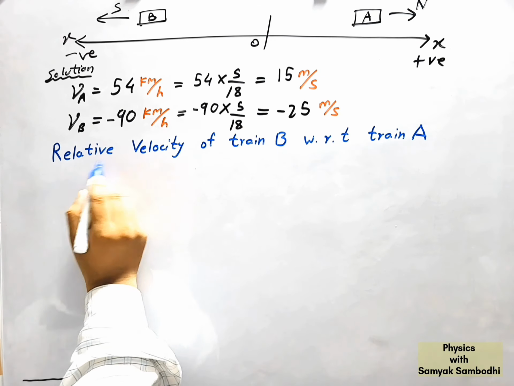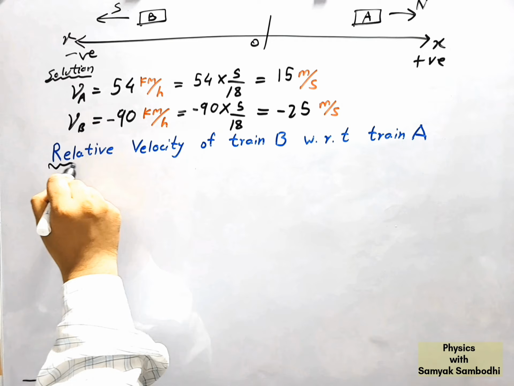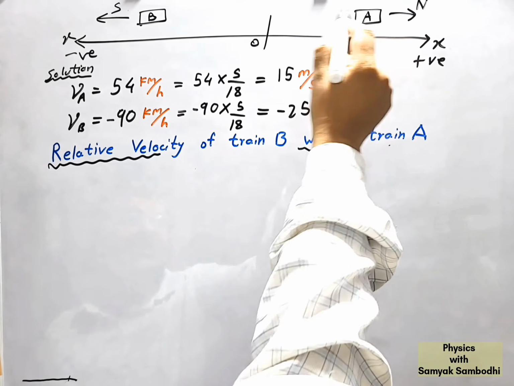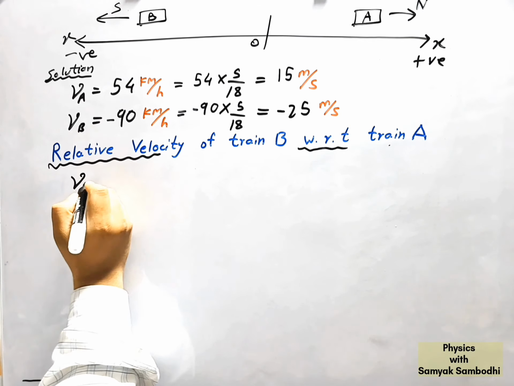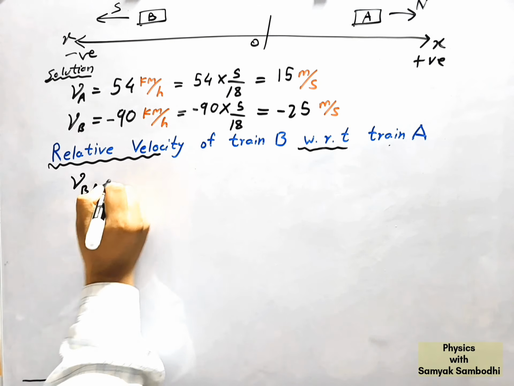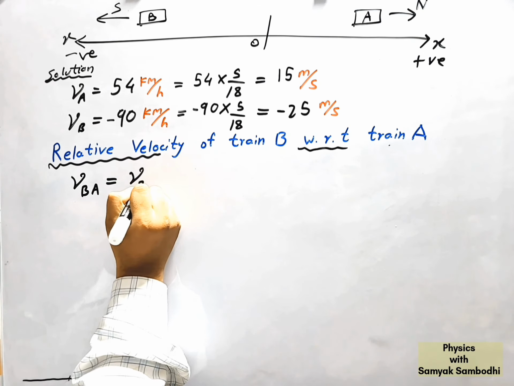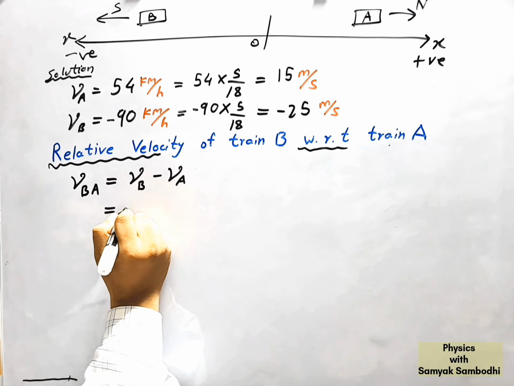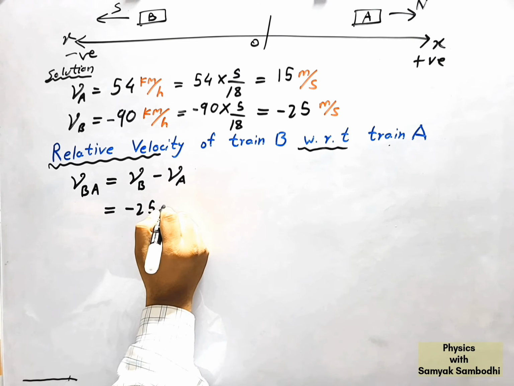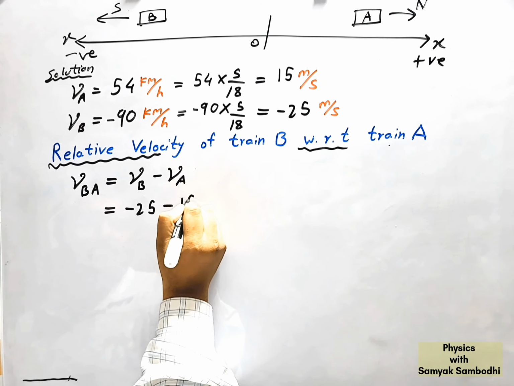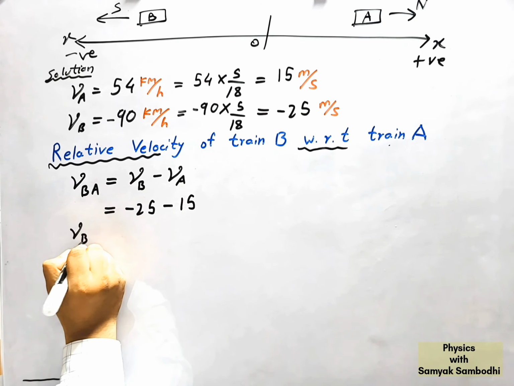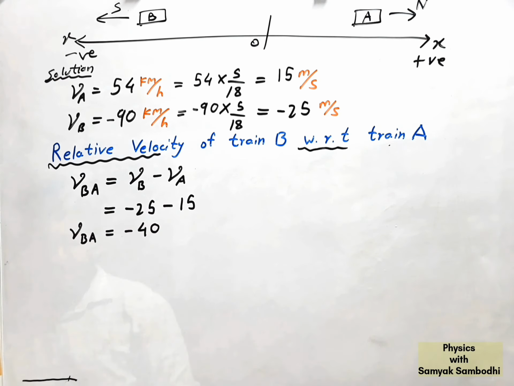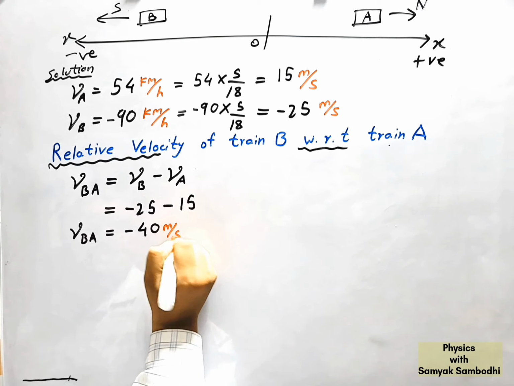We have to find out the relative velocity of train B with respect to train A. The relative velocity of B with respect to A is equal to velocity of B minus velocity of A, which is minus 25 minus 15. So velocity of B with respect to A is equal to minus 40 meters per second.